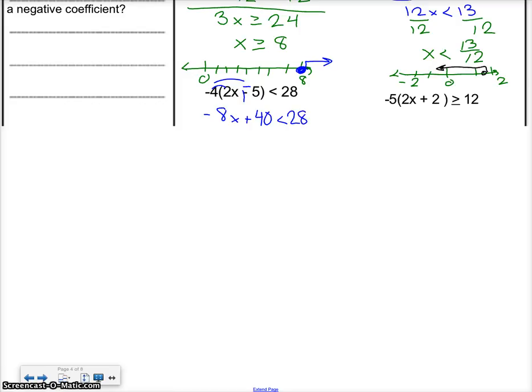Plus 40. 20 plus 20. Oopsie. Negative 4 times negative 5 is 20, not 40. Okay? And then I'll minus 20. Minus 20. Negative 8x is smaller than 8.